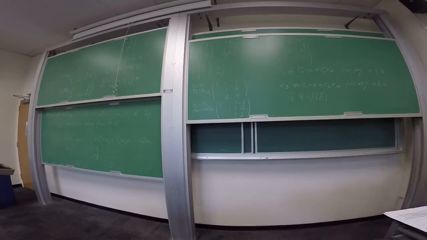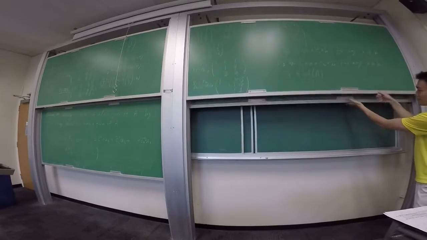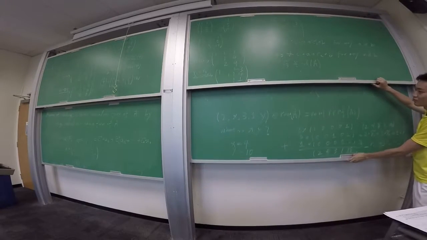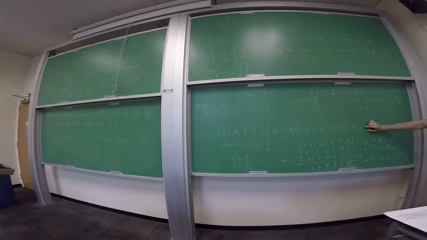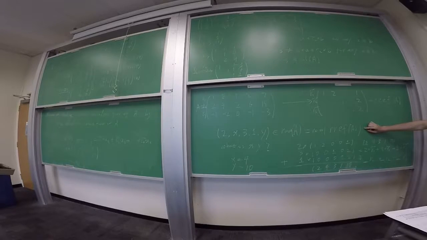Okay, let's think about these questions. Previously, I told you that we can use the reduced row form to study the row space of A. If you give me any row vector, I can check very quickly whether it is in the row space or not.